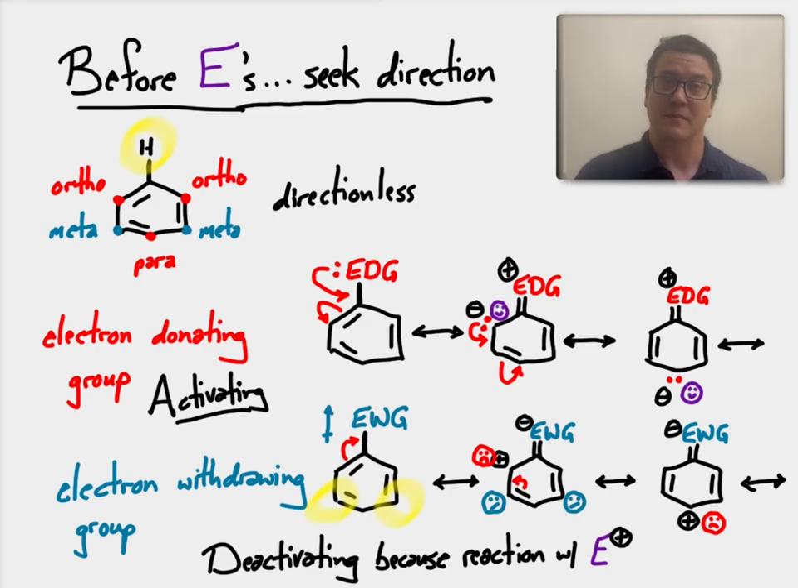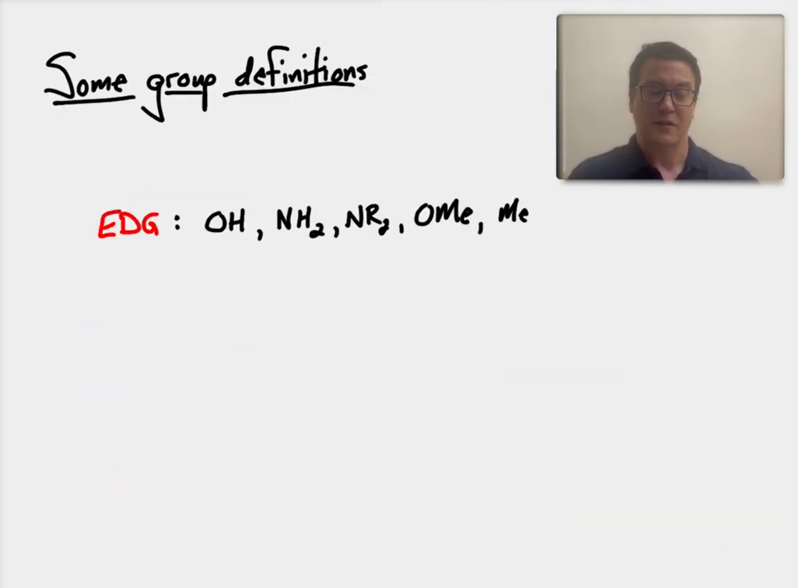Let's now look at some examples of electron donating and electron withdrawing groups. So for electron donating groups, we often have groups like a hydroxyl group, an OH, an amine, NH2, and an amine where there are carbon atoms attached to it, so NR2.